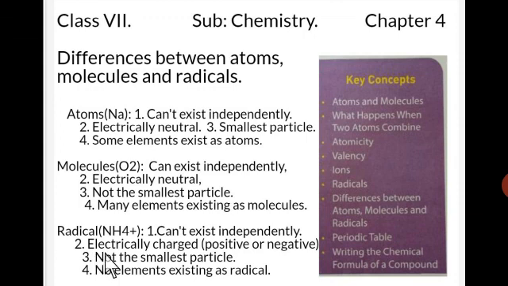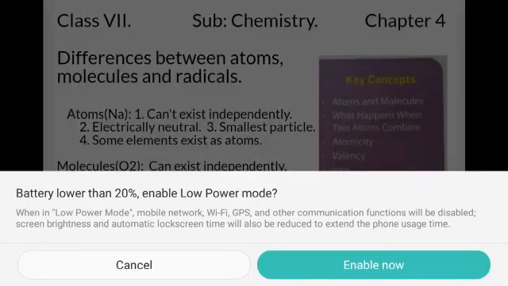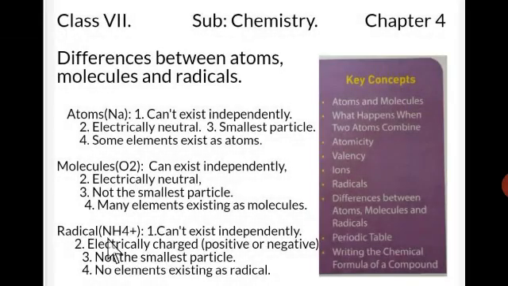The second point is electrically charged, positive or negative, like NH4 plus. It is positively charged. So NH4 plus will combine with another radical of negative charge, and that's why they cannot exist independently. They have to combine with any other radical with the opposite charge. Then not the smallest particle because they are made of many atoms of different elements.